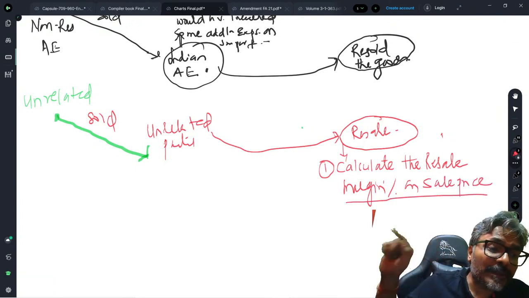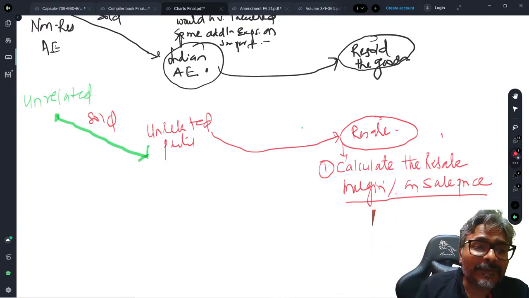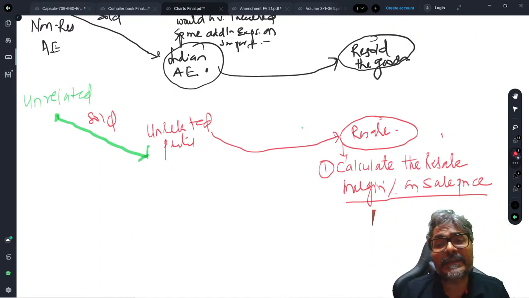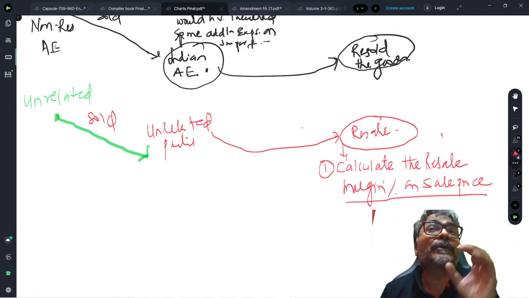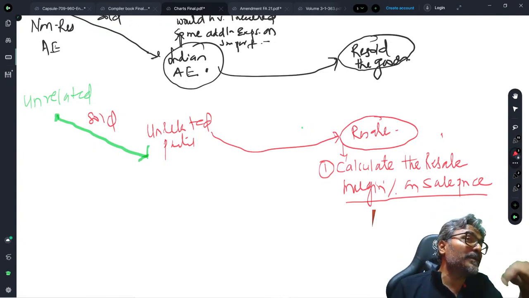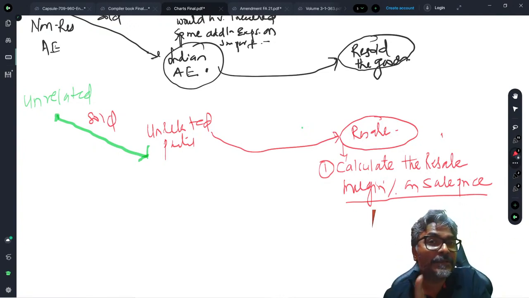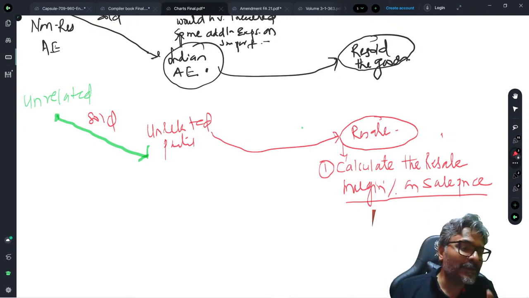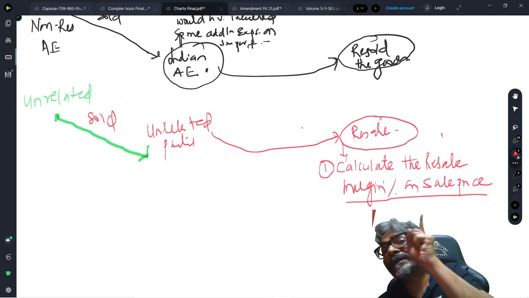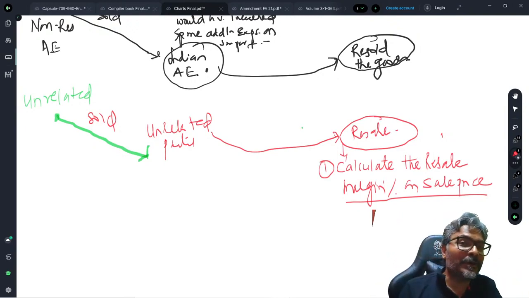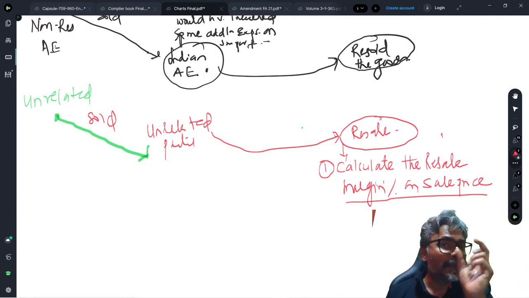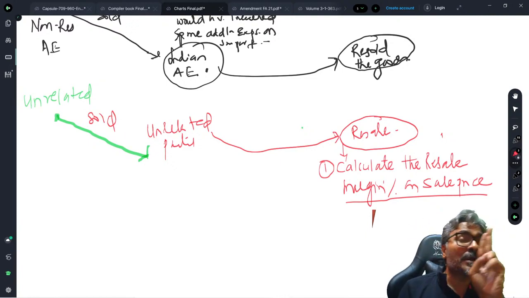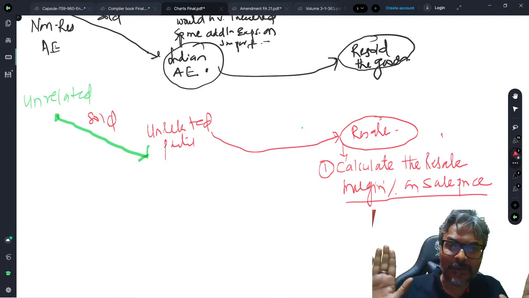Because if this were the cost plus method, then our endeavor should be to arrive at the margin as a percentage of cost and not as a percentage of selling price. You will always keep this point in mind, students. In the resale price method, the margin percentage always has to be on the selling price and not on the cost. Whereas in the cost plus method, the margin that we determine always has to be as a percentage of cost, not as a percentage of selling price. Is that clear to all of you?